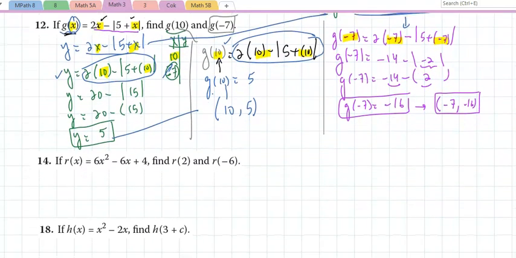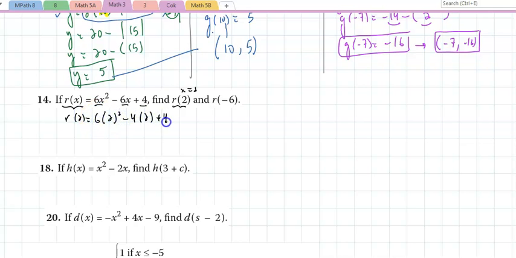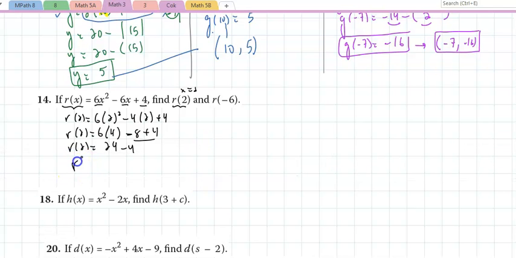I want to do another problem, number 14. And here, this is again y equals 6x squared minus 6x plus 4. And this is saying, if x equals 2, well, what is r of 2? Isn't that 6 times 2 squared minus 4 times 2 plus 4? Y would equal 6 times 4 minus 8 plus 4. R of 2 will equal 24 minus 4. And wouldn't that be 20? There's my answer.